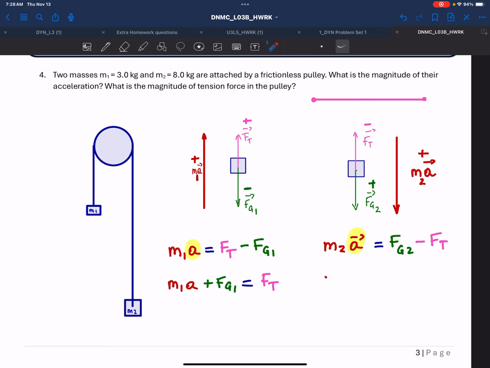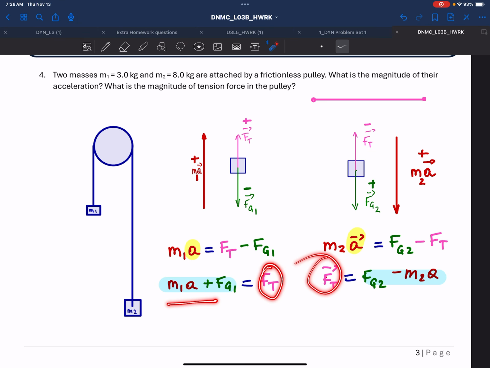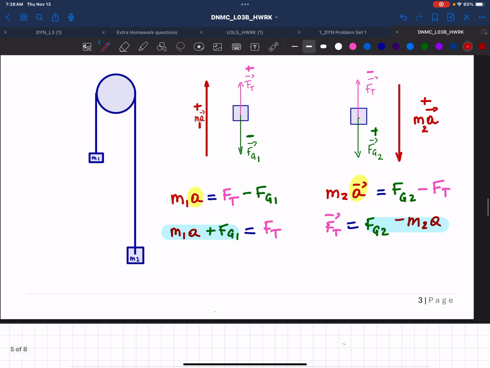The force of tension actually is negative, so maybe we'll bring the force of tension to the left. So we have the force of tension in this case is going to be equal to the force of gravity minus M2A. So we have two equations for Ft, this one here and this one here. We're talking about the same quantities, so we're going to equate the other sides on Ft.